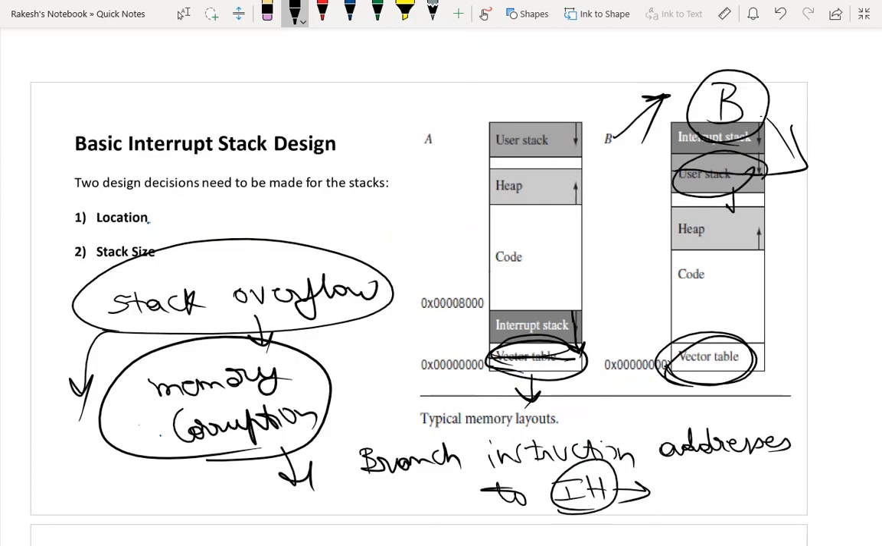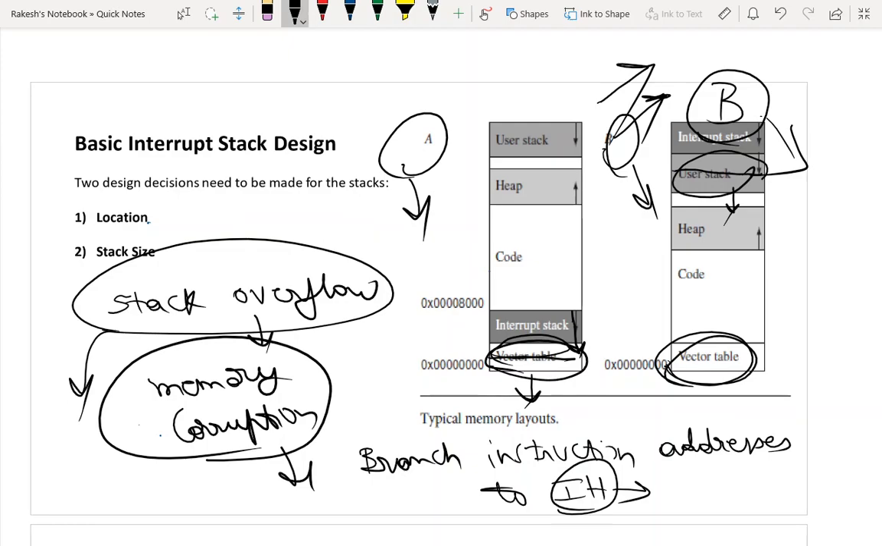This is fine, the user stack. We are not worried about that one. Of course, memory corruption occurs here also, but that will not raise as much alarm as it can when stack overflow occurs in memory layout A. So that is one advantage you have with memory layout B. So this is definitely an advantage that you have with this type of memory layout.